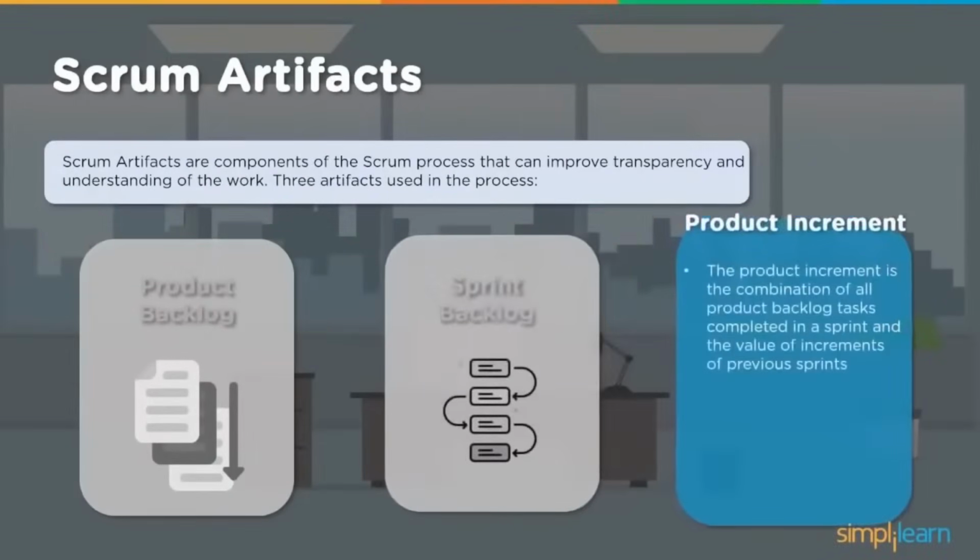Then the product increment. This refers to the combination of all product backlog tasks completed in the sprint, and the value of the increments of previous sprints. Now, when we speak about Lean, it speaks about elimination of waste. It speaks about value streams.